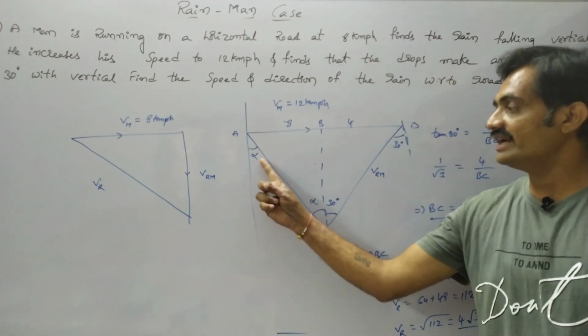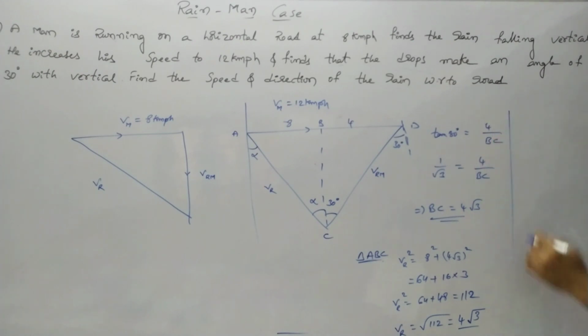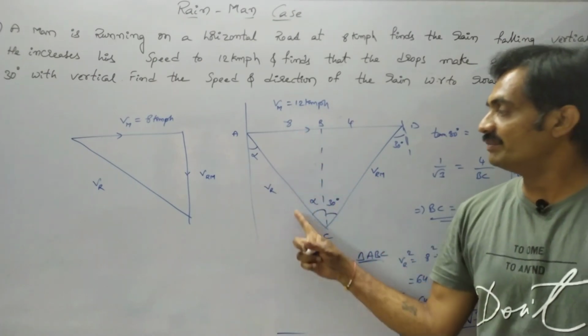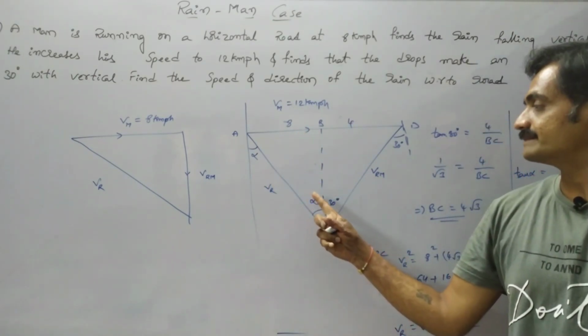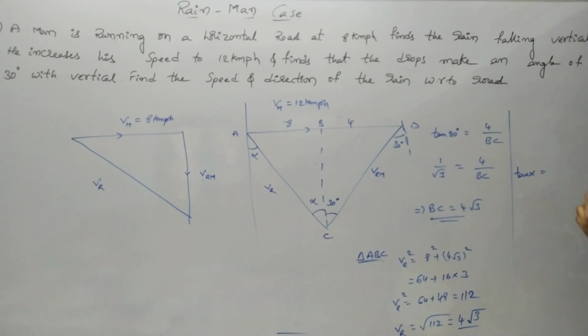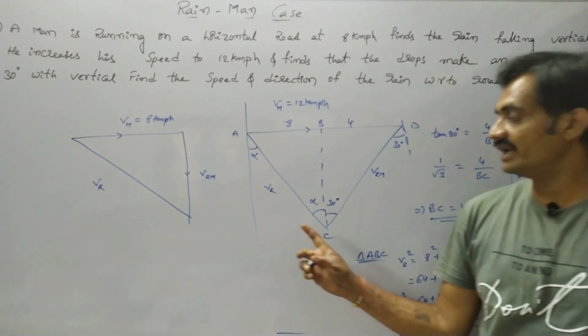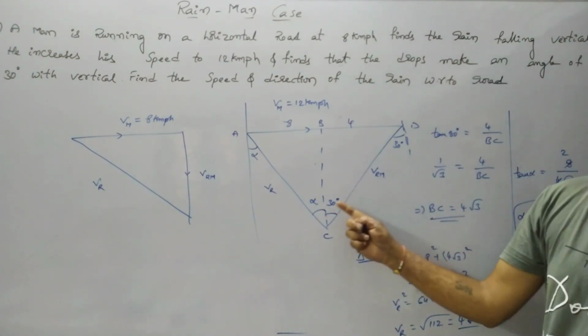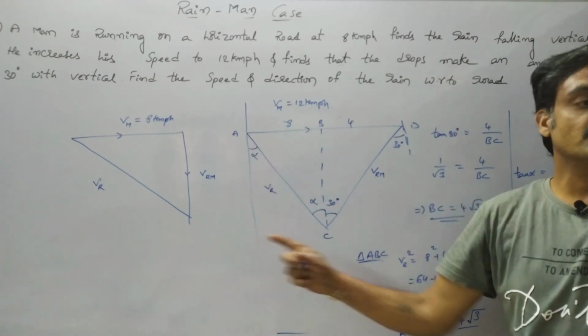Now from this we have to find alpha. For this we consider tan alpha equals opposite side by adjacent side, which is 8 by 4 root 3. So we get 2 by root 3. From this equation we can represent that alpha equals tan inverse of 2 by root 3. So this represents the angle made by the rain with respect to the vertical.